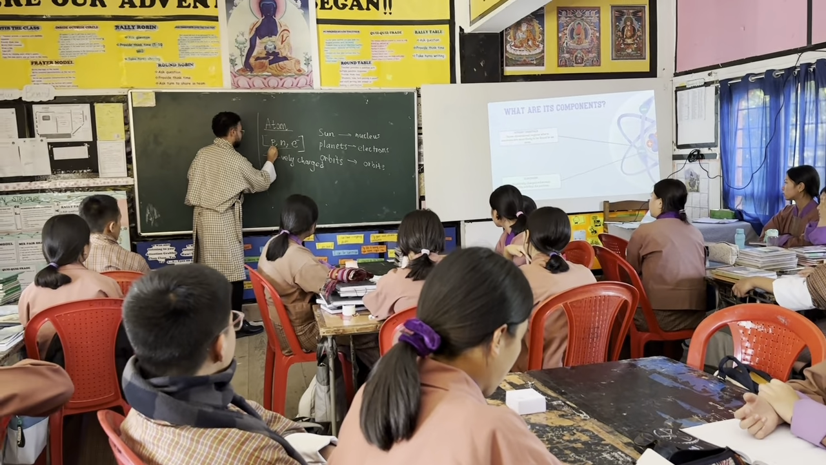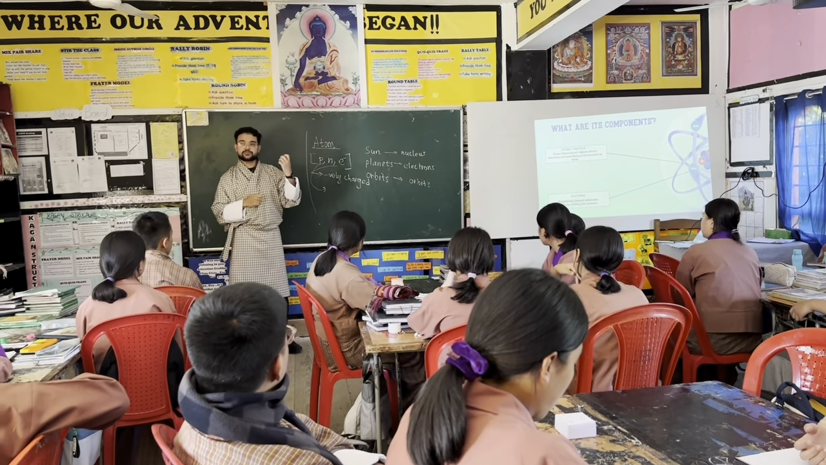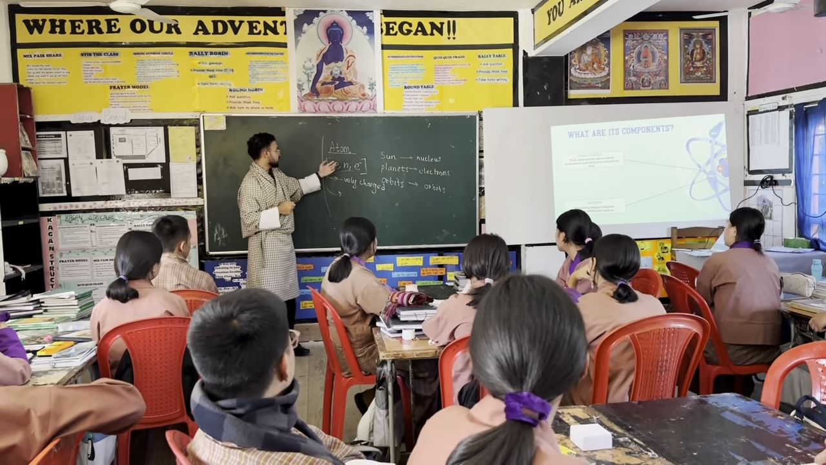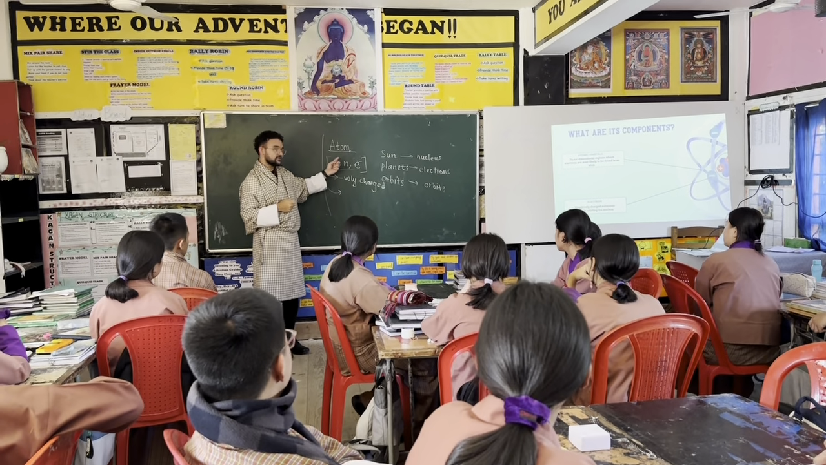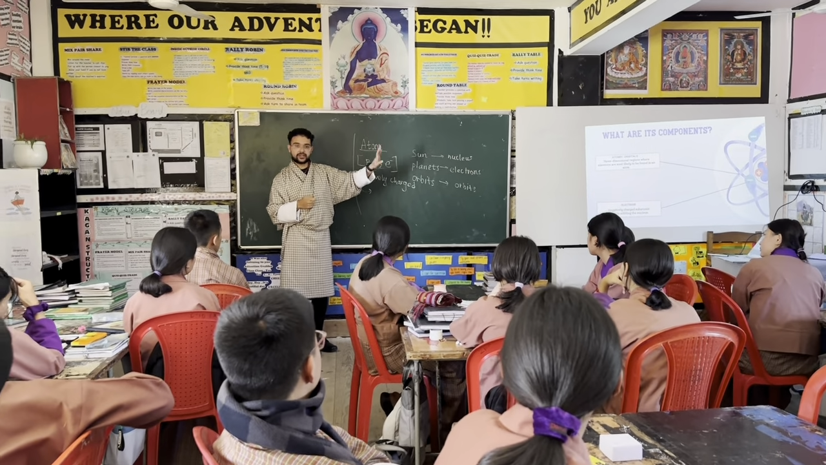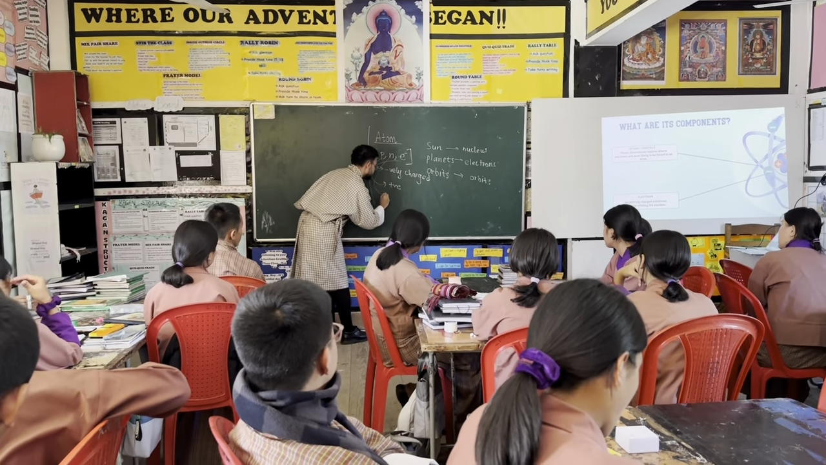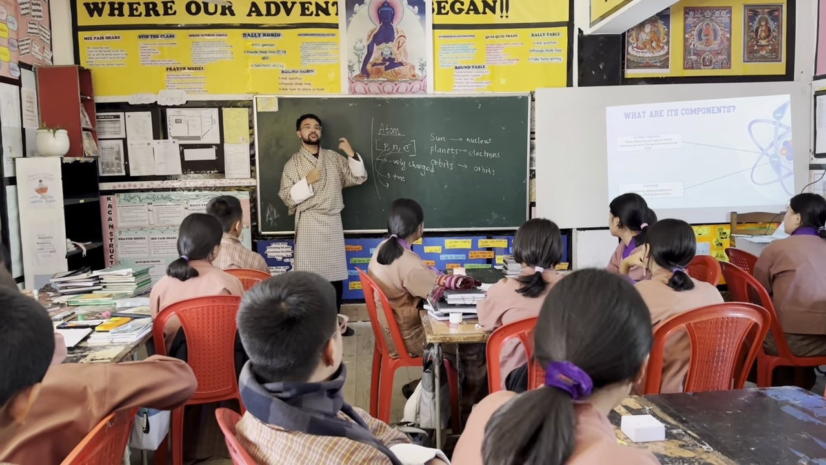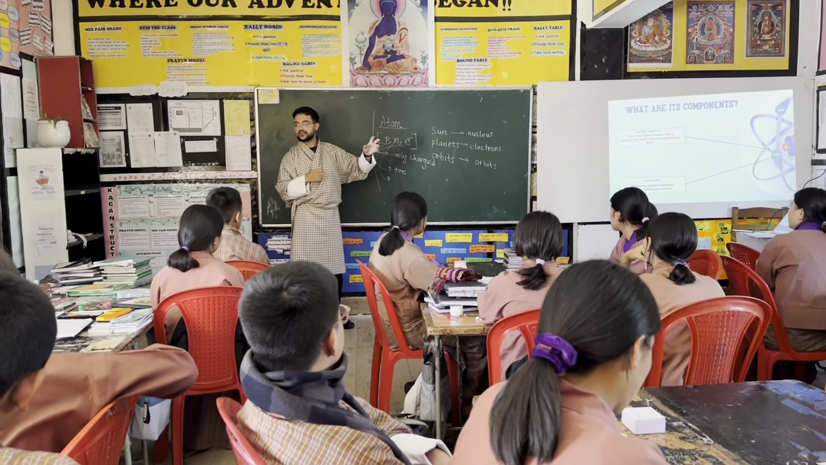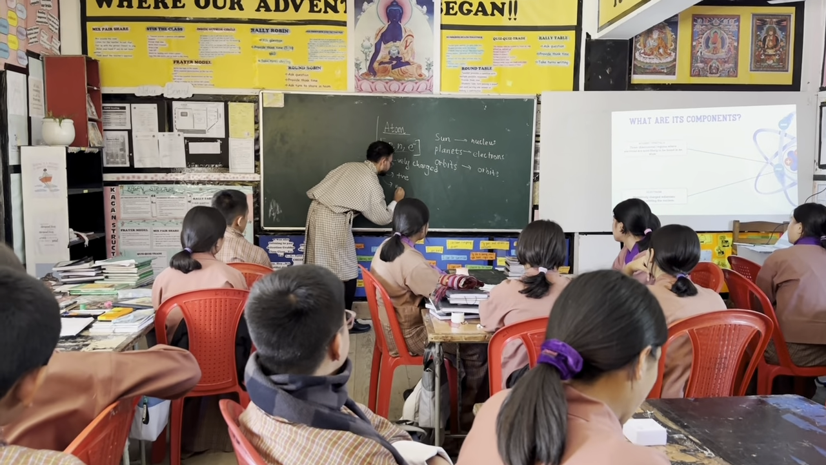And what do you know about proton? What kind of charge does proton have? Positive charge. So how do you want to remember? P for proton and P for positive, okay? So P is positively charged. And what about neutron? N for neutron, N for neutron, okay? So that's how you remember neutron.